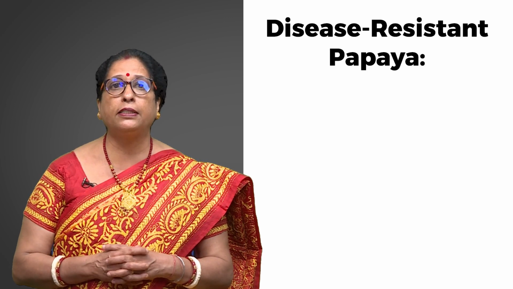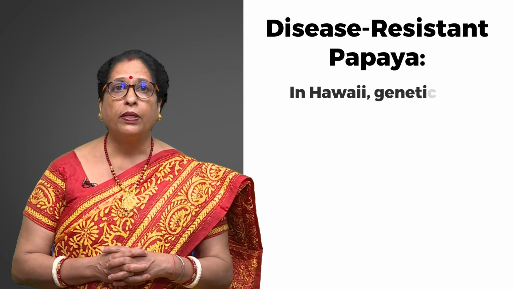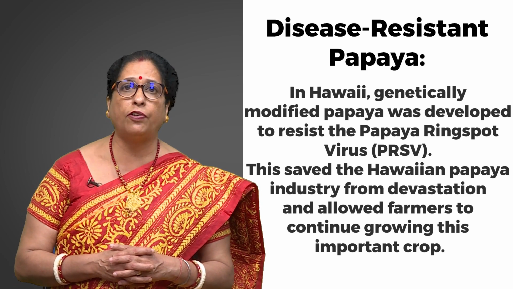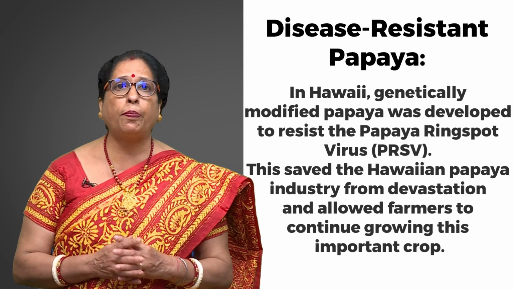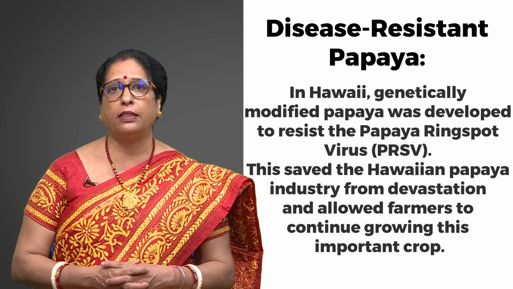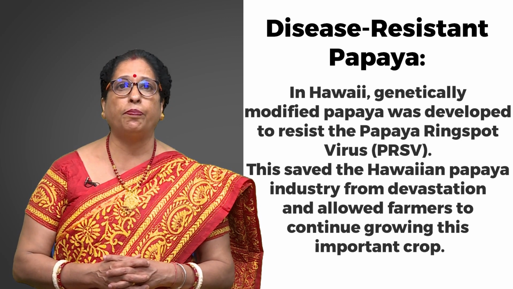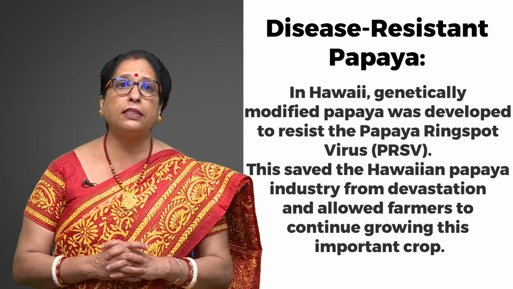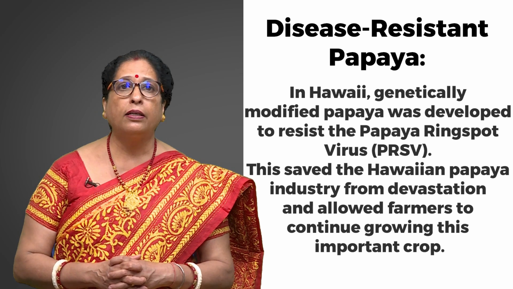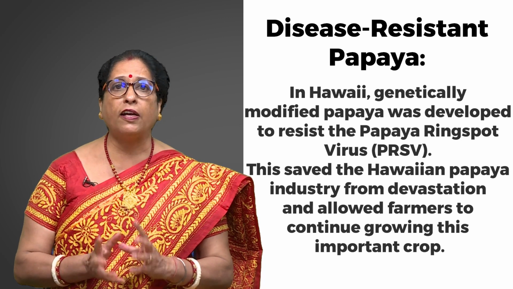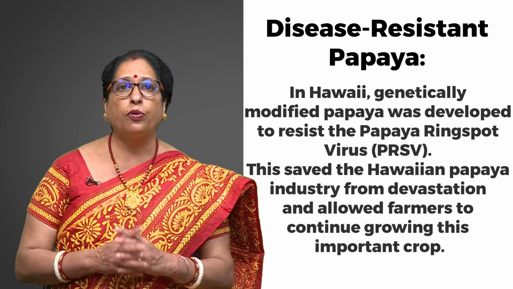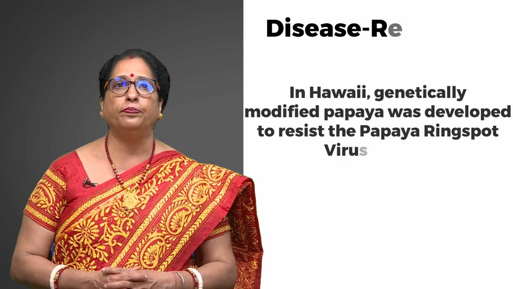Another example is disease resistant papaya. In Hawaii, genetically modified papaya was developed to resist the papaya ringspot virus, that is PRSV. This saved the Hawaiian papaya industry from devastation and allowed farmers to continue growing this important crop.